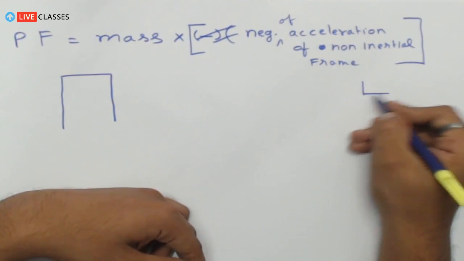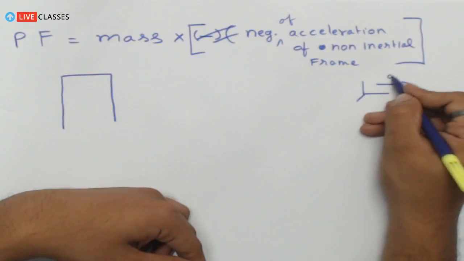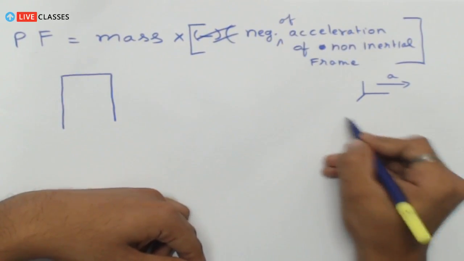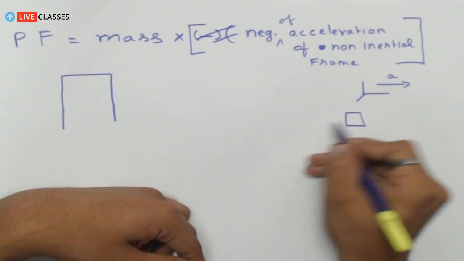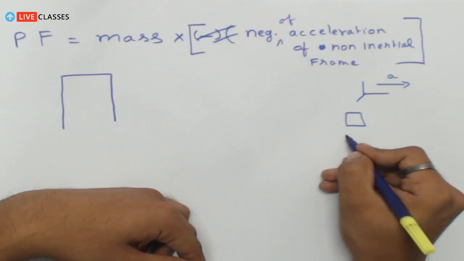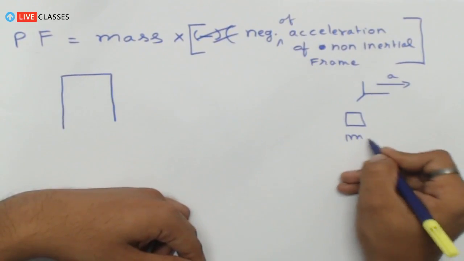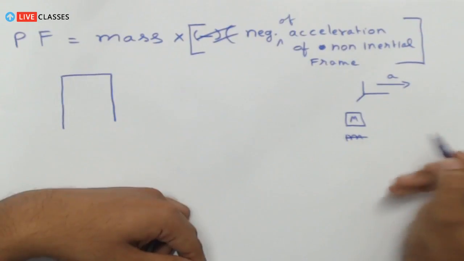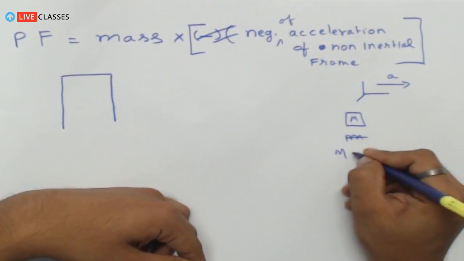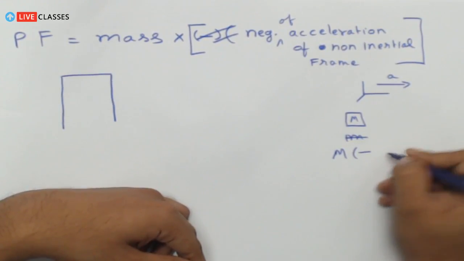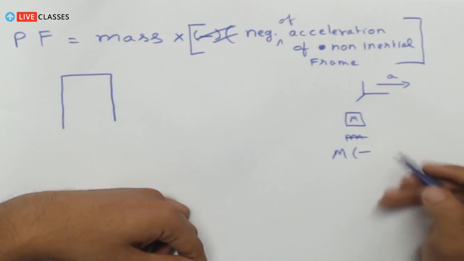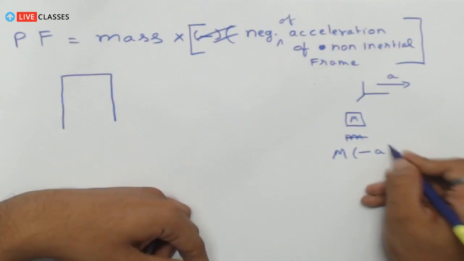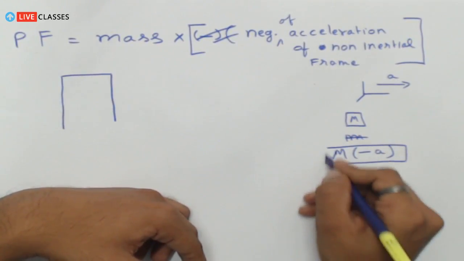It means if your frame is going on this side with acceleration, the pseudo force on some particular block, let's say the mass of the block is m, will be mass of the block times the negative of the acceleration of the non-inertial frame. So the negative of this acceleration is minus a. So this is the pseudo force acting on it.